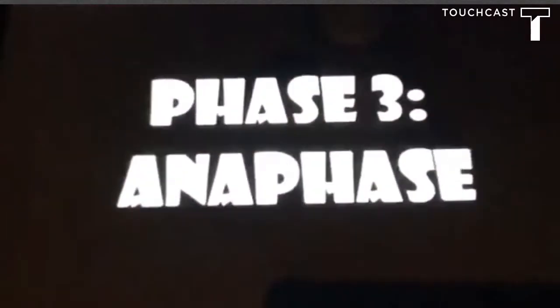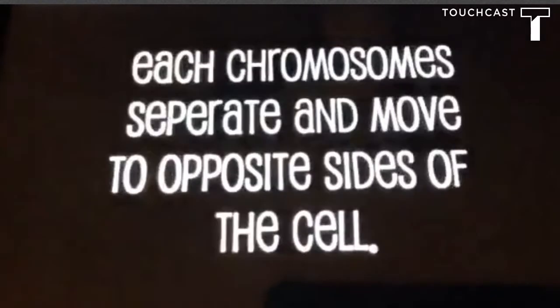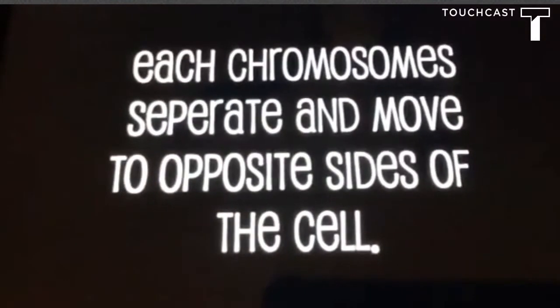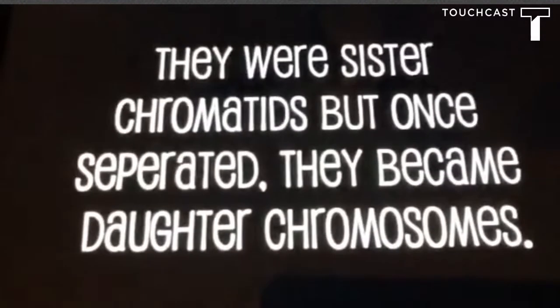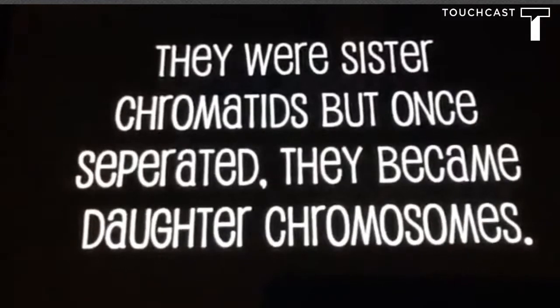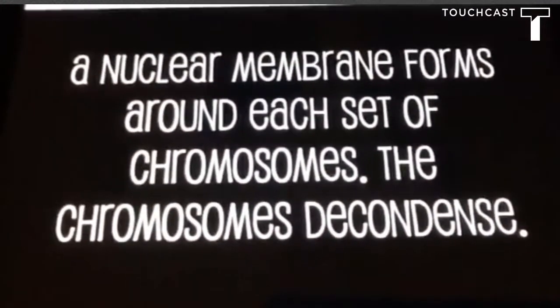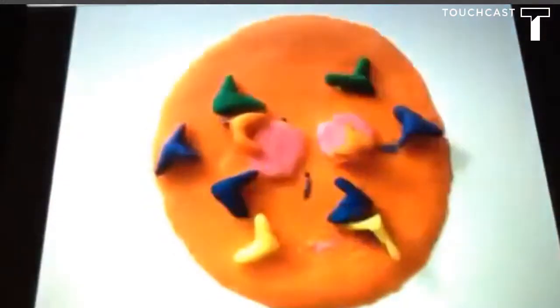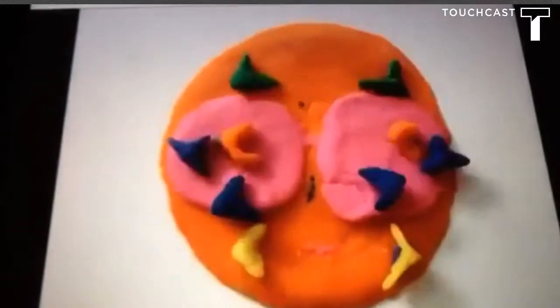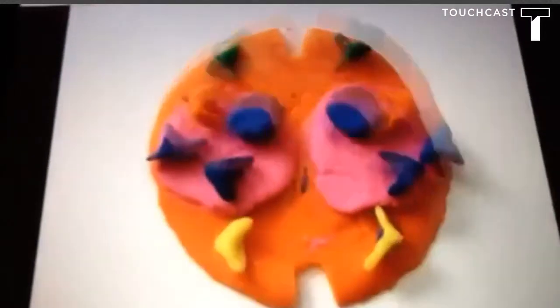The third phase is anaphase. Each chromosome splits. The chromatids separate and move to opposite sides of the cell and then into two daughter cells. The fourth phase is telophase. The chromosomes begin to stretch out and a new nuclear envelope forms around each region of the chromosomes.